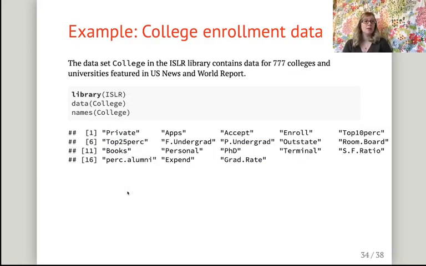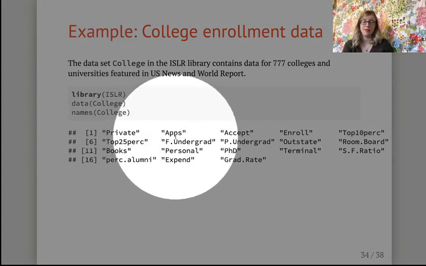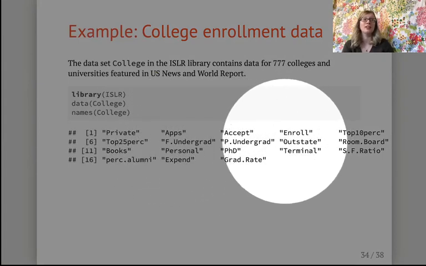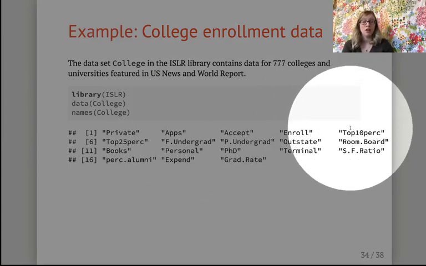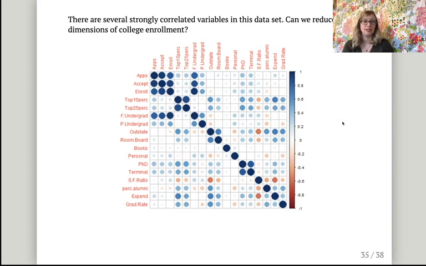Let's look at one more example with principal components. The dataset college contains data for 777 colleges and universities featured in U.S. News and World Report. We have information like whether or not the school is private, number of applications, acceptance rate, actual enrollment rate, how many are in the top 10% of their class, top 25% of their class, and so on. So these are just some of the features that U.S. News and World Report uses to rank colleges and universities.